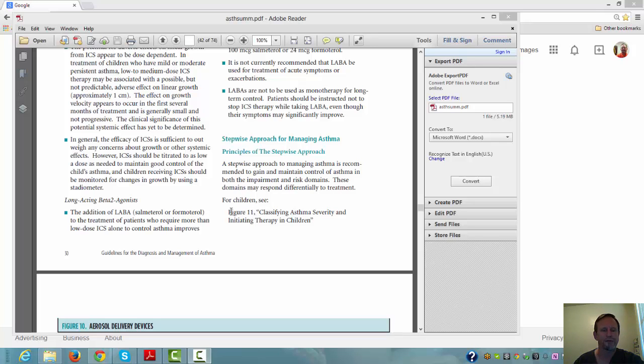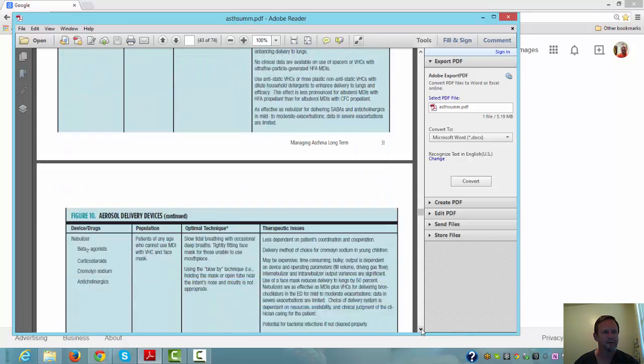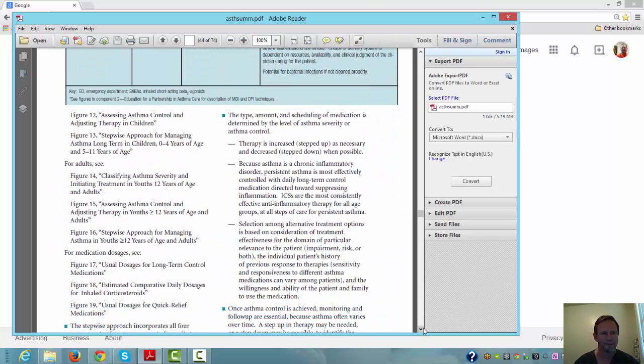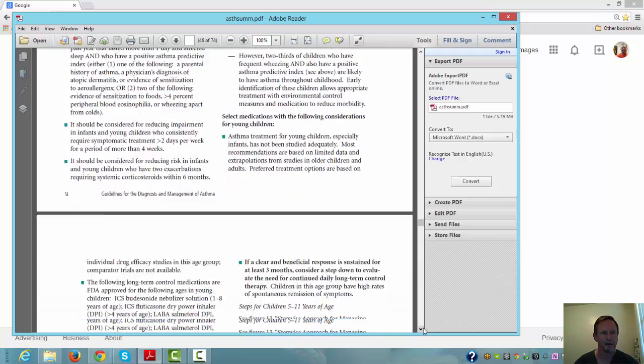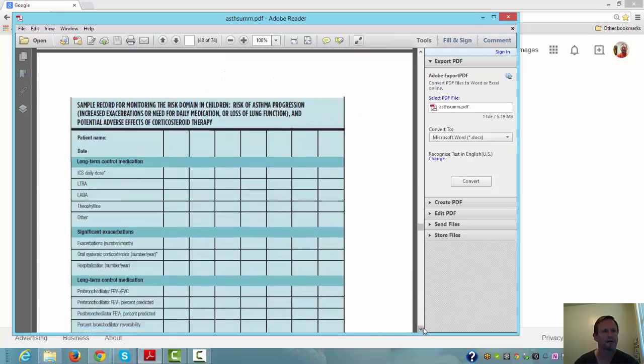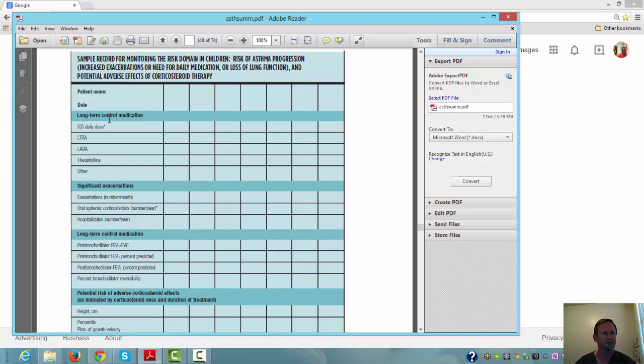These domains may respond differently to treatment. So for children in this document, it tells us to see figure 11, classifying asthma severity and initiating therapy in children. So this is figure 10, but let me go down to figure 11, because these are all the figures. So we've got to find it first. There's a sample record for monitoring the risk domain in children. So you could keep a record of what your patient's on in terms of long-term control, significant exacerbations, and potential risks associated with corticosteroid therapy.